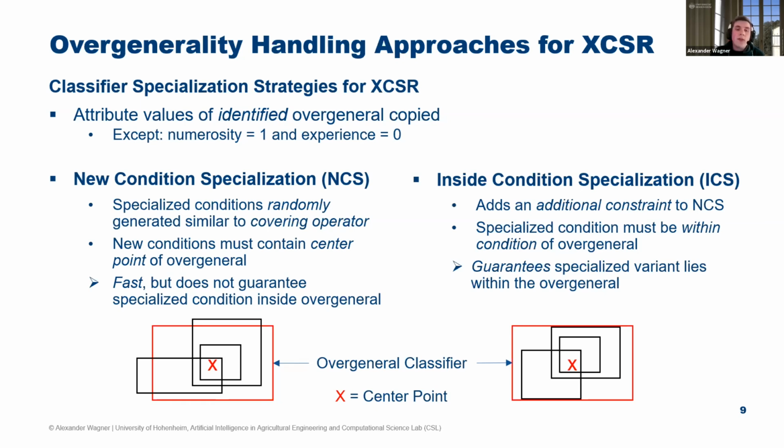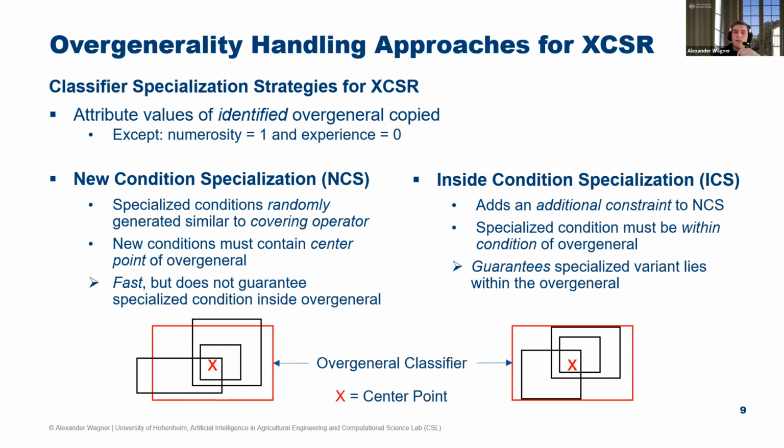The mode of operation of the new condition specialization is as follows. The newly generated specialized conditions are randomly generated, similar to the covering operation in XCS or XCSR, and for the random generation the center point of the overgeneral classifier condition is used. Also, the spread of the specialized condition has to be smaller compared to the spread of the original overgeneral condition. Therefore, the newly generated specialized conditions must contain the center point and have smaller spreads compared to the overgeneral. This technique is fast as it is random, but it does not guarantee that the specialized conditions are inside the original overgeneral condition, as shown here in the visualization.